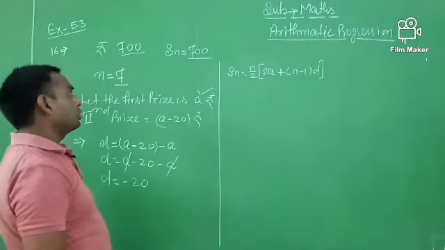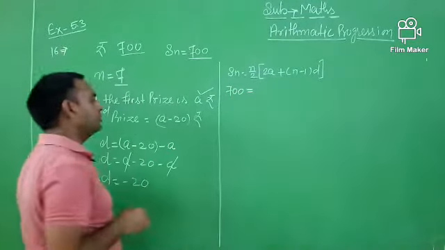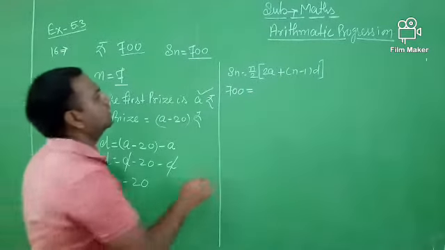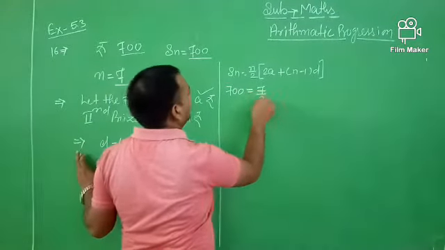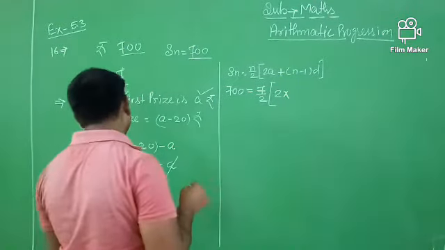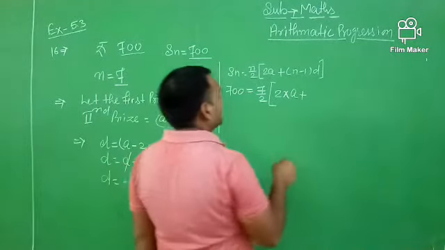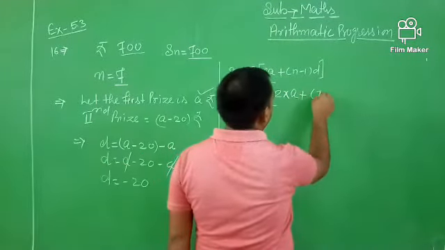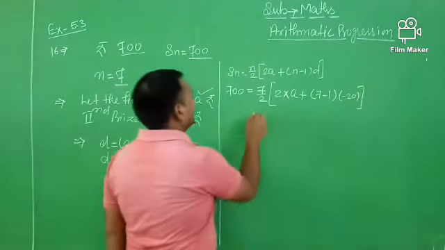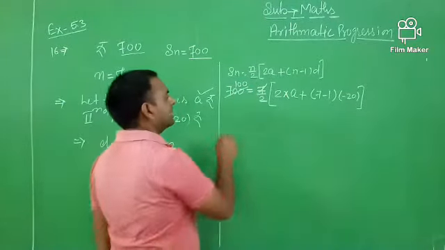Here you see the total prize is 700 rupees. So Sn is 700 rupees, n by 2, where n is the number of students who got the prize, which is 7. So n is equal to 7, divided by 2, bracket 2a, where a means the first term, plus n minus 1, so 7 minus 1, into d, which is equal to minus 20. Therefore 700, because 7 ones are 7, so it is 100.